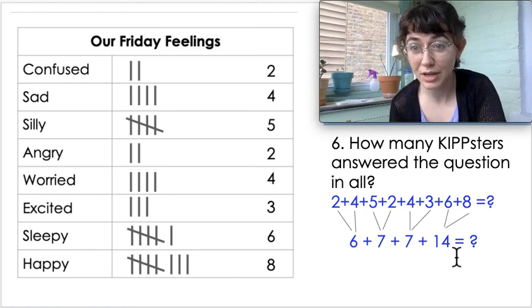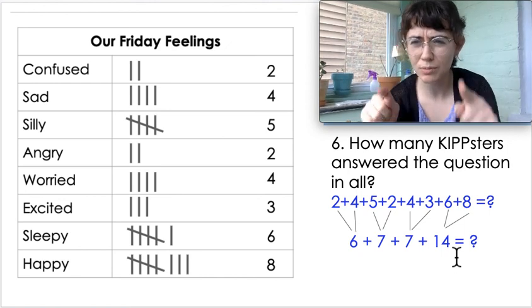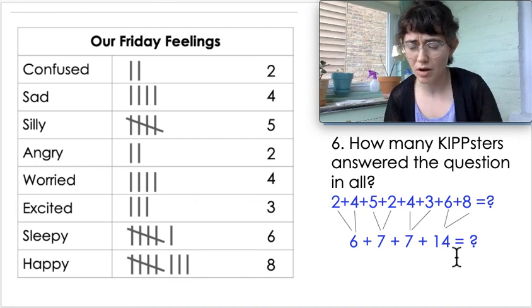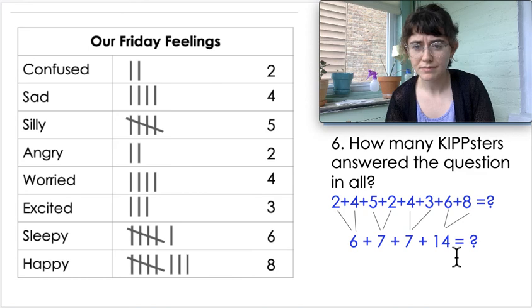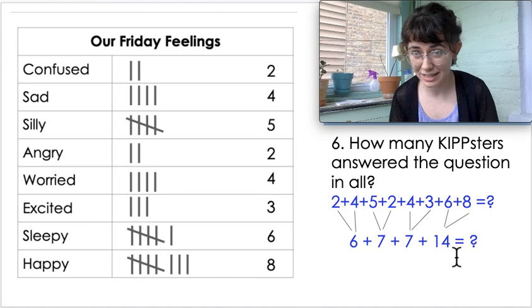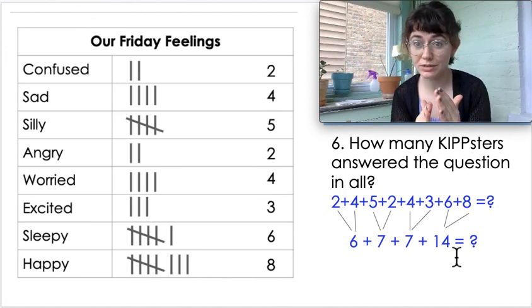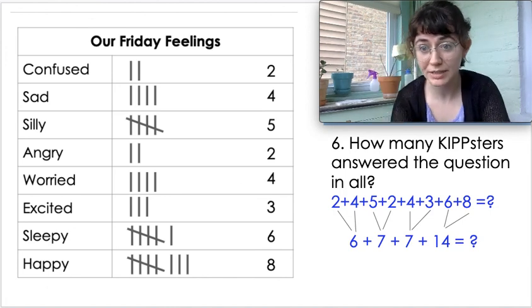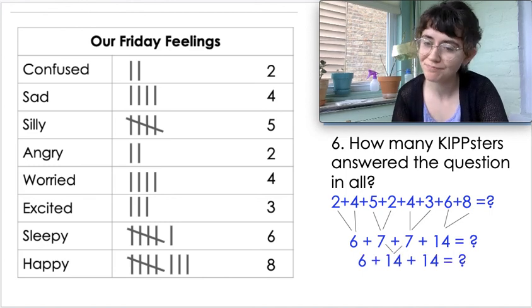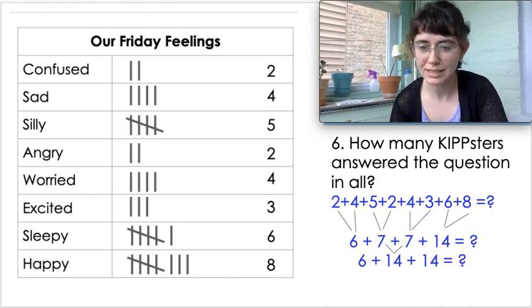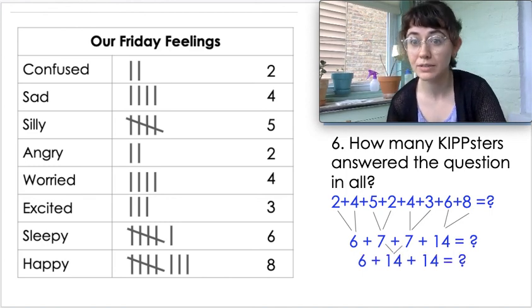I'm going to keep looking for facts I know. I want you to look really closely. What facts do you know in our new number sentence? I see a doubles fact. Do you guys see it? I see 7 plus 7. What is 7 plus 7? 7 plus 7 is 14. So I'm going to group together those 2 7s. And then I'll just bring down the 6, bring down the 14. So now my new number sentence is 6 plus 14 plus 14.